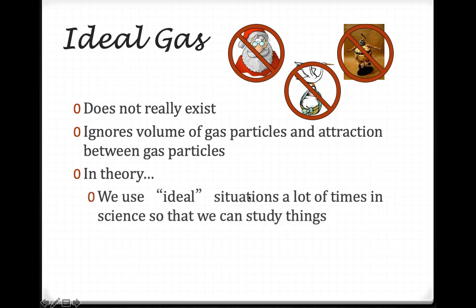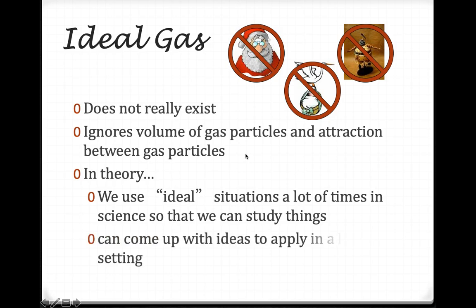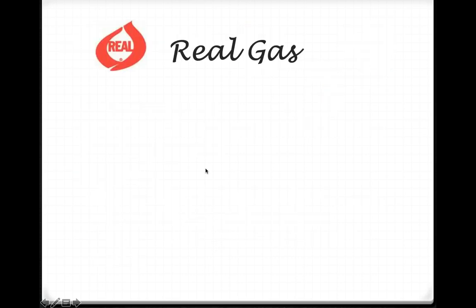We use ideal situations a lot of times so that we can study things and we can ignore certain variables that just make the math a lot more complicated. Then we can come up with ideas to apply in a lab setting, knowing that there will be a small amount of error associated with it. However, the error is very small, and so it's not a huge problem. So, this is a disclaimer slide that I want you to be aware that, especially if you take AP Chem or some other college chem class, you'll learn about the volume of gas particles in gas laws and the attraction between gas particles, and you'll learn how to correct for that. But for pre AP Chem, we can kind of ignore that for now.